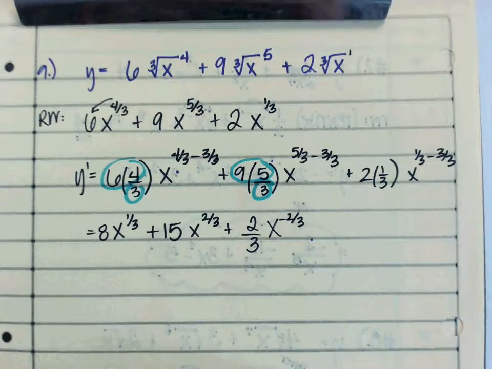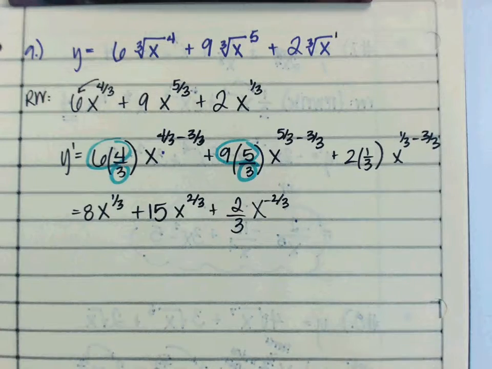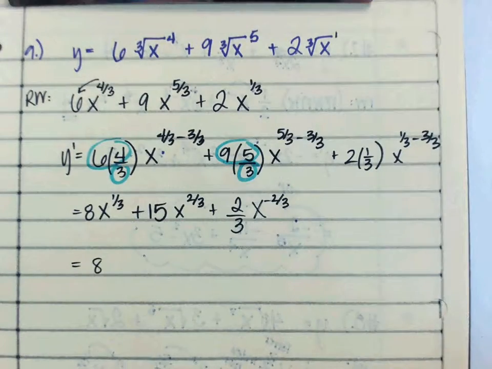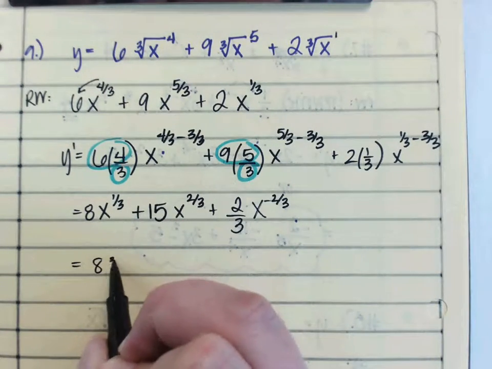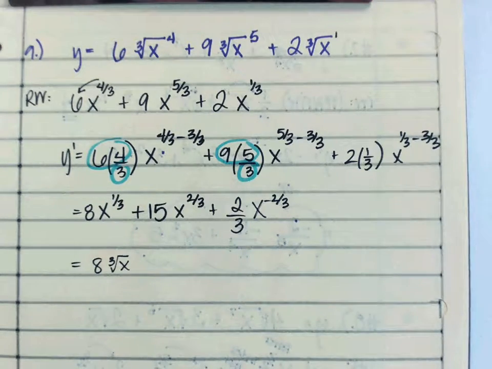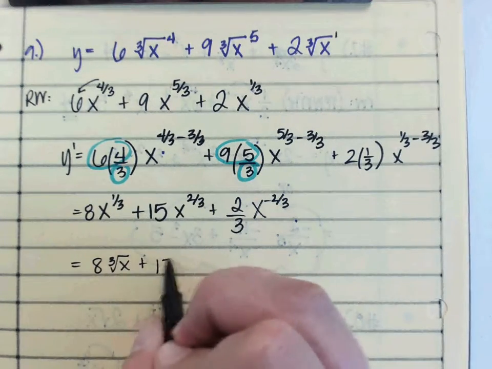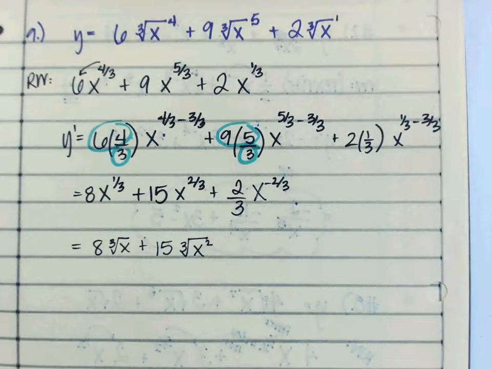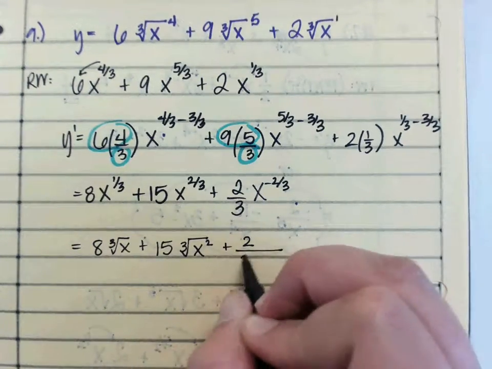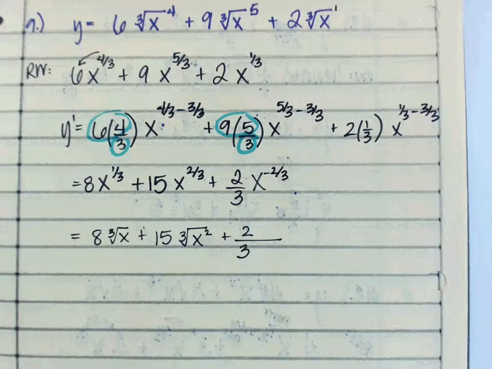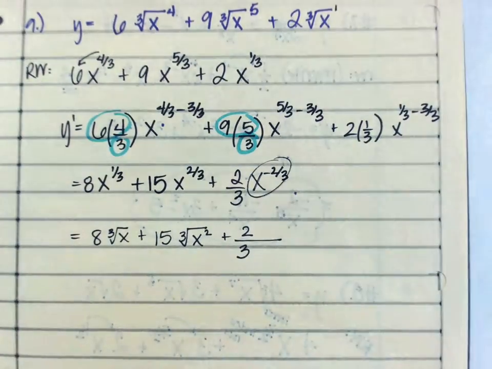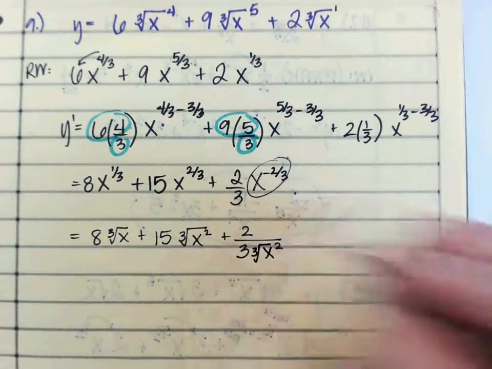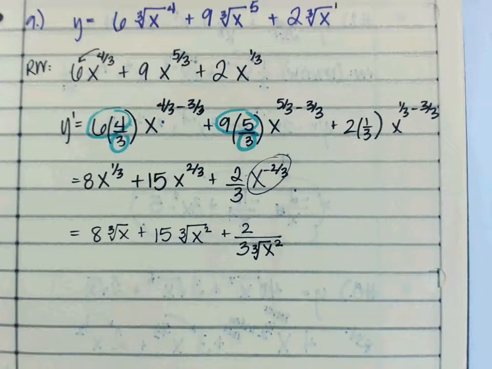Okay, now rewrite it. No fractions and no negatives in our exponents. So what would my first 1/3 power be? 8 cubic root x, very good. Next term, 15 stays in the front. Cubic root x what? Squared. And then for my last one, 2 over 3, and my x is going to meet my 3 on the bottom. So when I write my x to the 2/3, it's going to be down here in this spot. So it'll be x to the 2 and then cubic rooted. Good?